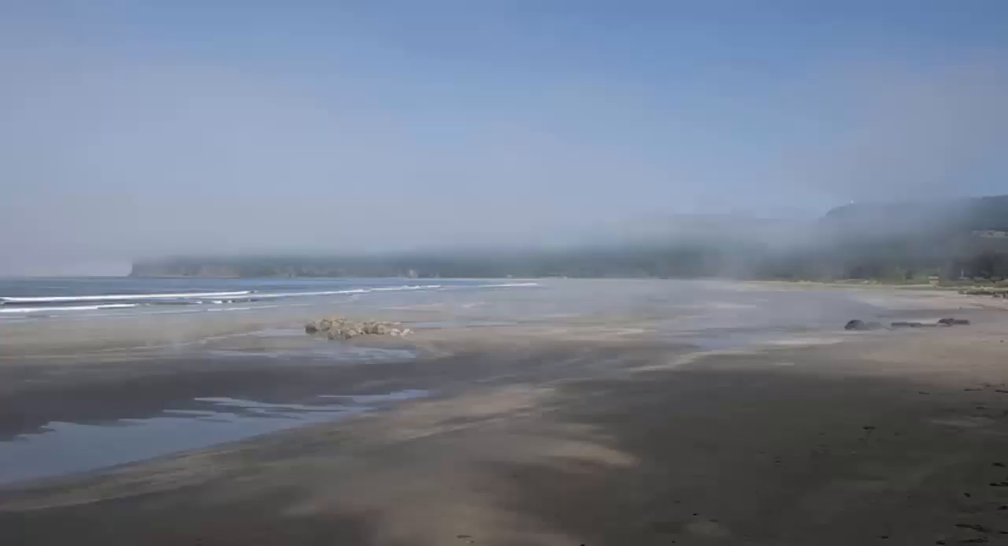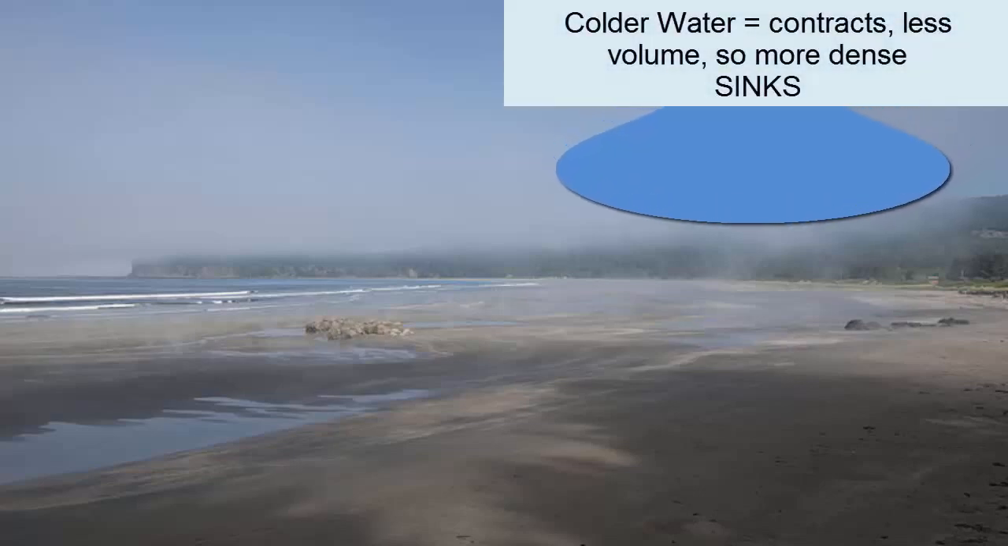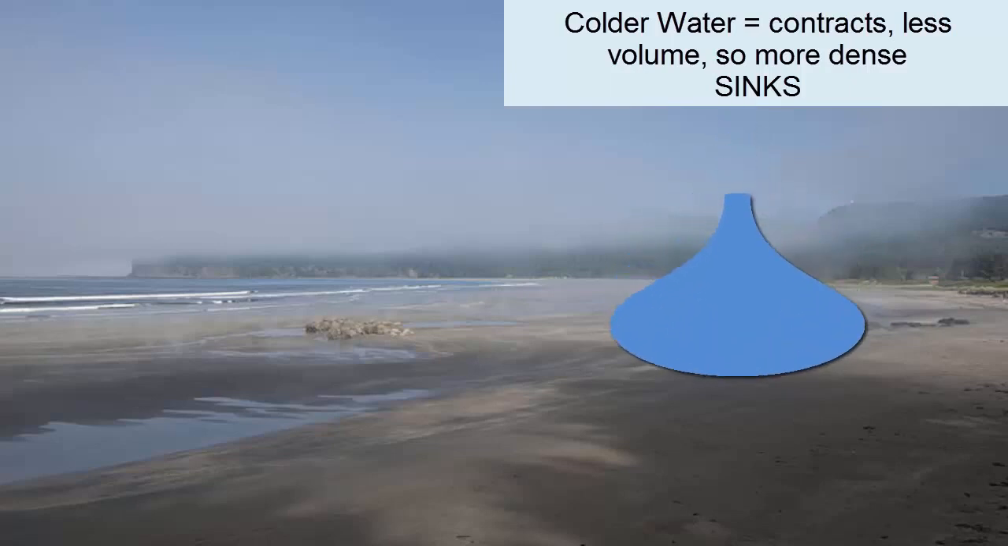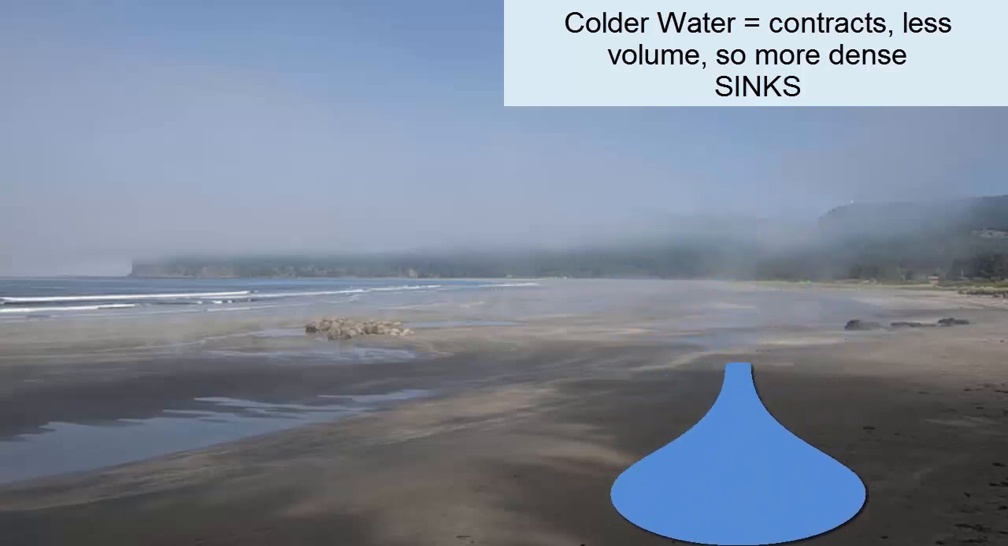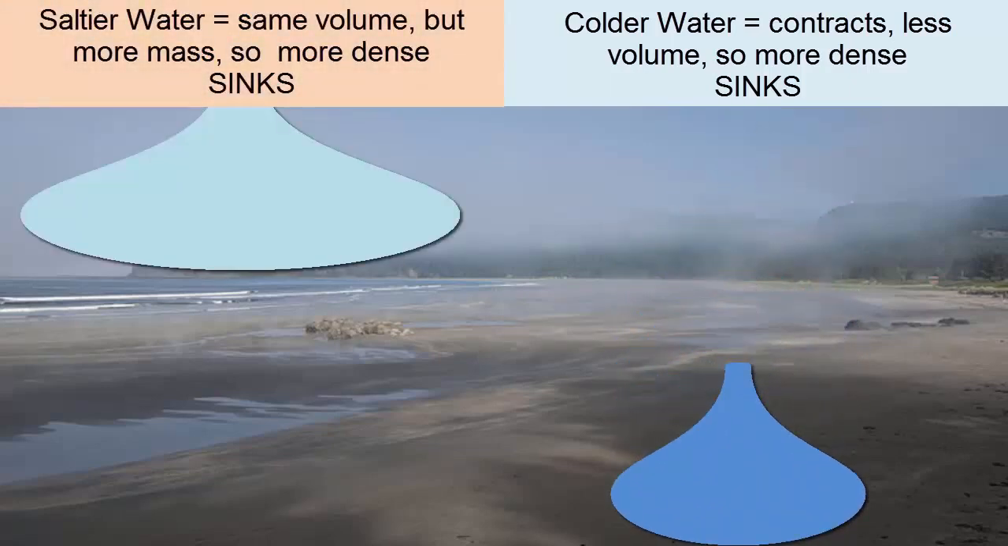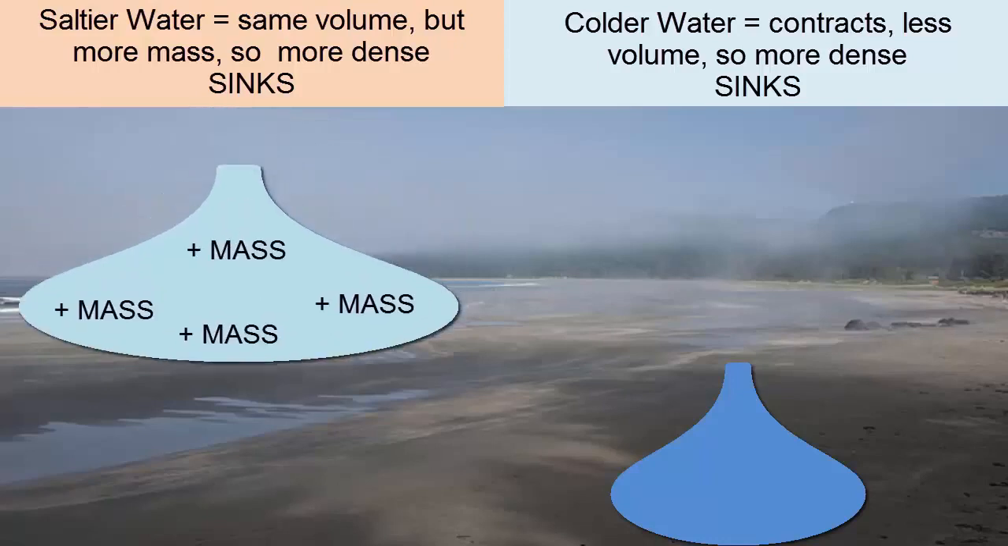Where do we see objects rising and sinking on our planet as density changes? In the oceans, when water cools, it contracts, becomes smaller in volume, and thus denser, and sinks. If water becomes saltier, it adds mass without changing its volume. It becomes denser, and sinks.